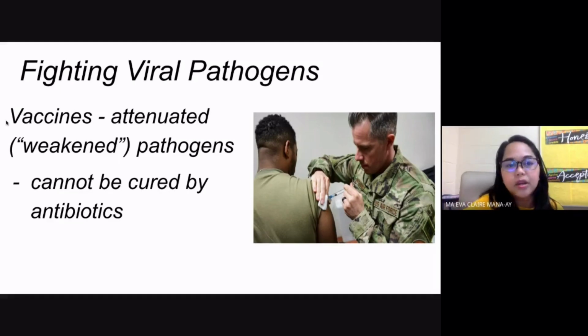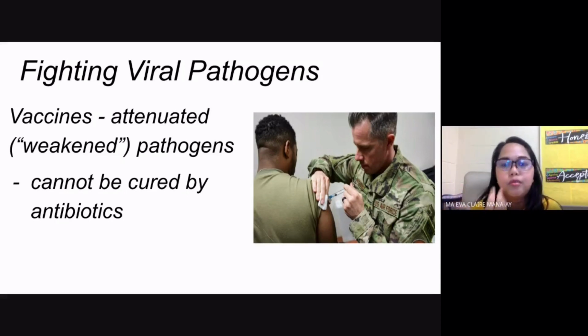Whenever you get your vaccine, these are actually attenuated. When you say attenuated in science, this means weakened. Okay, so these are weakened pathogens. These are viruses that are actually weak. Okay, they're weaker forms of viruses that are introduced into your body.